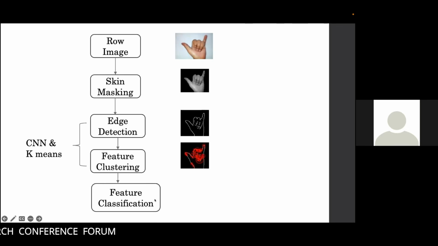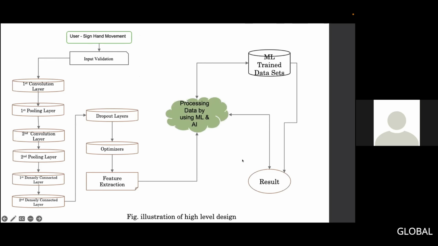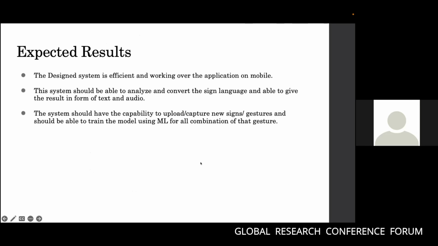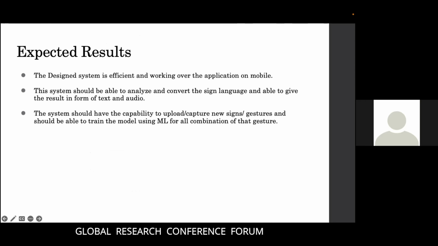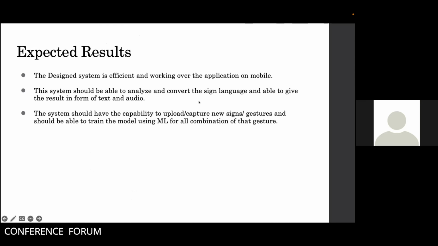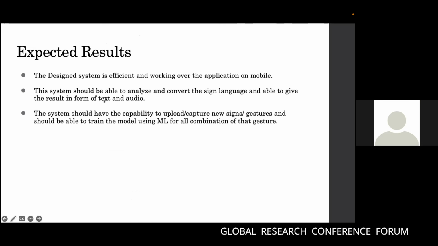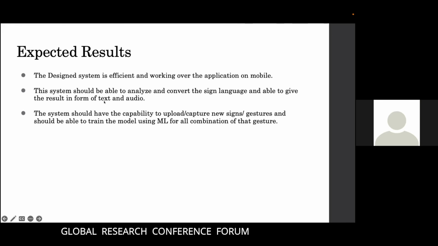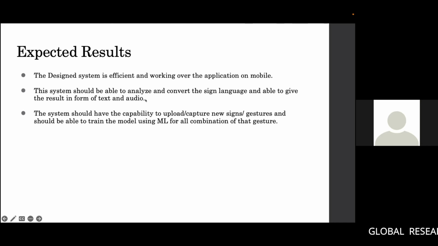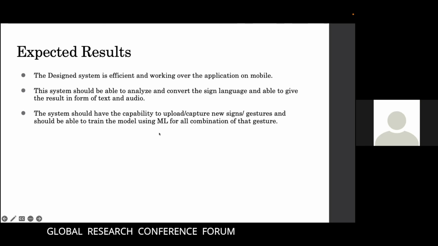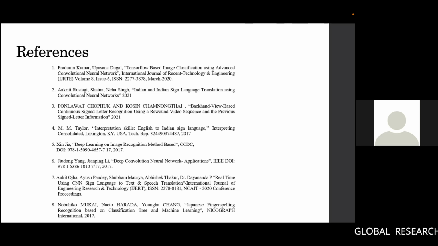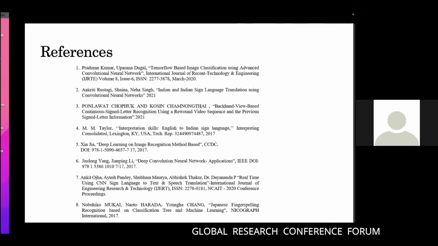So this will be the input to the ML that we will be giving, and the expected result is that we should have the application working on mobile, and also give text format at the end of the result, and also the audio format if they are able to hear. Also the user should be able to contribute new signs that they have, and some of the references that I will use. Yeah, that's about me. Thank you.